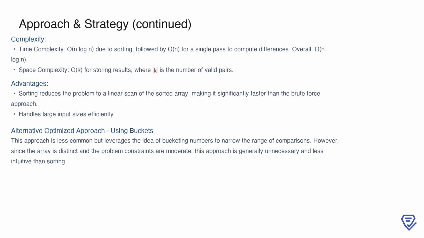In terms of space, we only need storage for the result pairs, which depends on the number of valid pairs, denoted as k. This approach is highly advantageous compared to brute force. Sorting simplifies the problem to a manageable linear scan, allowing it to handle large inputs efficiently. Though there are alternative methods, such as using buckets to narrow comparisons, these are less intuitive and unnecessary for this problem. Given the constraints and the distinct nature of the array, sorting remains the most practical and efficient choice.